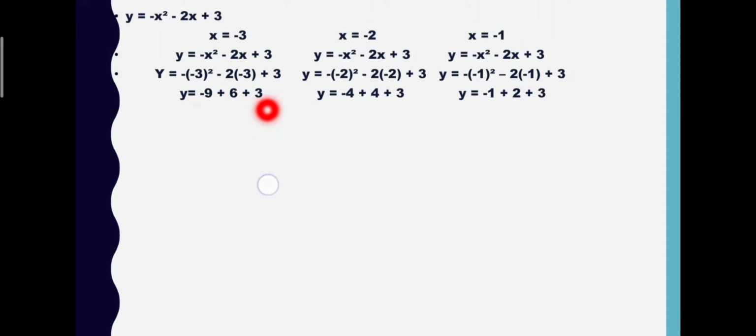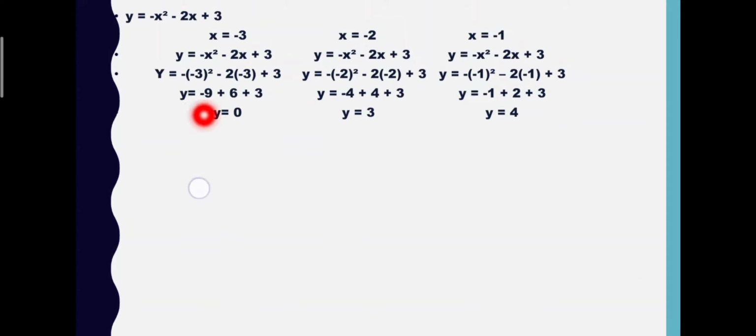Then, copy plus 3. Then here, negative 2 squared is negative 2 times negative 2, which is equal to positive 4. Then, negative times positive 4 is negative 4. Then, negative 2 times negative 2 is positive 4, plus 4. Then, copy plus 3. Then this one, negative times negative 1 squared. Negative 1 times negative 1 is positive 1. Then, negative times positive 1 is negative 1. Then, negative 2 times negative 1 is positive 2. That's why plus 2, then plus 3.